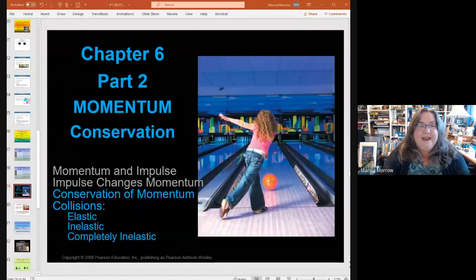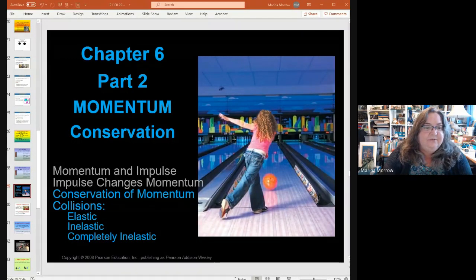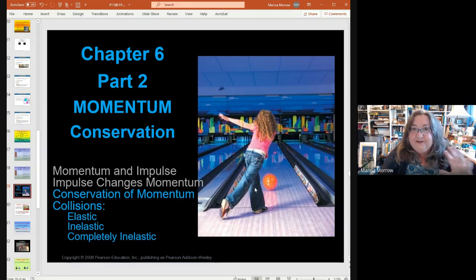Okay, we're going to be looking at part 2 of chapter 6, which is about momentum conservation and collisions. So, when you have momentum conservation, the idea is that you are conserving something. And this is your first big conservation law.